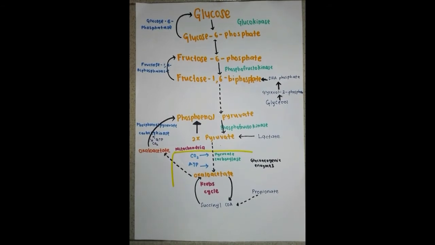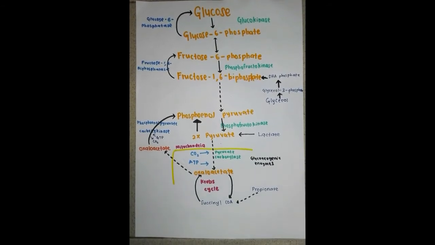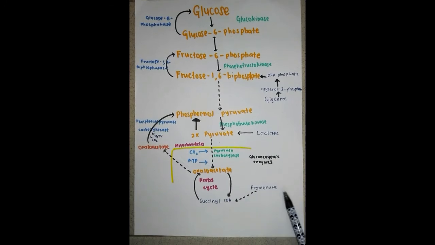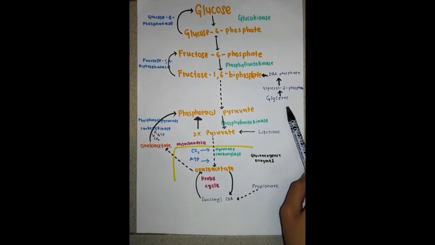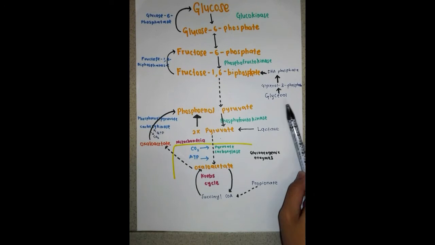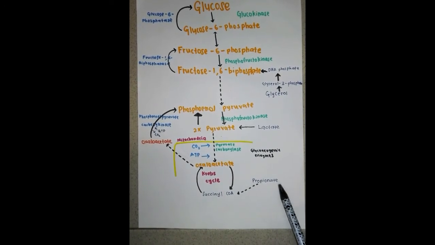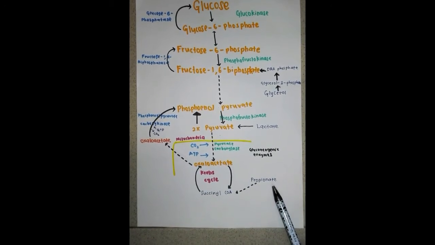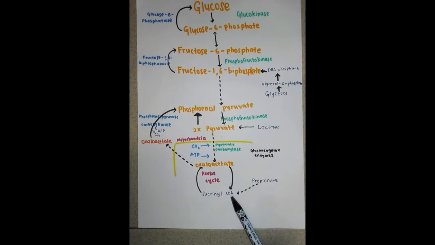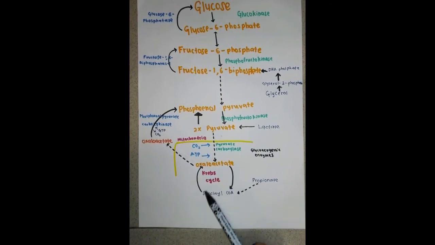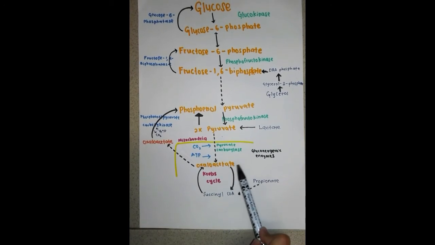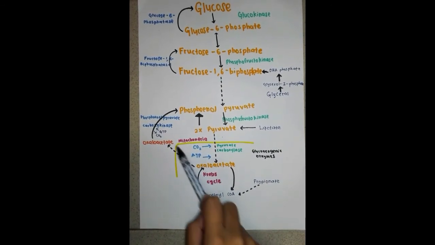Phosphatases are the enzymes which break the phosphate bond. Other substances like propionate, lactate, and glycerol are also converted into glucose through specific pathways. Let's first talk about propionate. Propionate is first converted into succinyl-CoA, and you have watched the video about the Krebs cycle, and you know that succinyl-CoA is an intermediate of the Krebs cycle to form oxaloacetate. The oxaloacetate is converted into phosphoenolpyruvate.